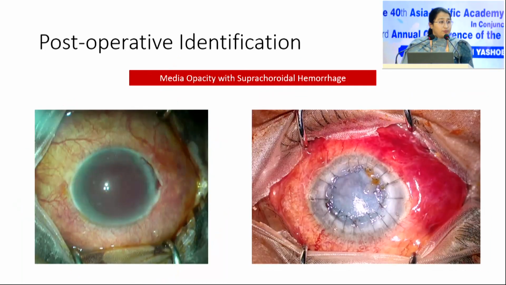Another scenario could be that there is media opacity with suprachoroidal hemorrhage. On the right hand side, there is some hyphema in the anterior chamber. We cannot visualize the posterior pole. Whereas in the left hand side image, a penetrating keratoplasty has been done, so we cannot visualize the posterior pole.